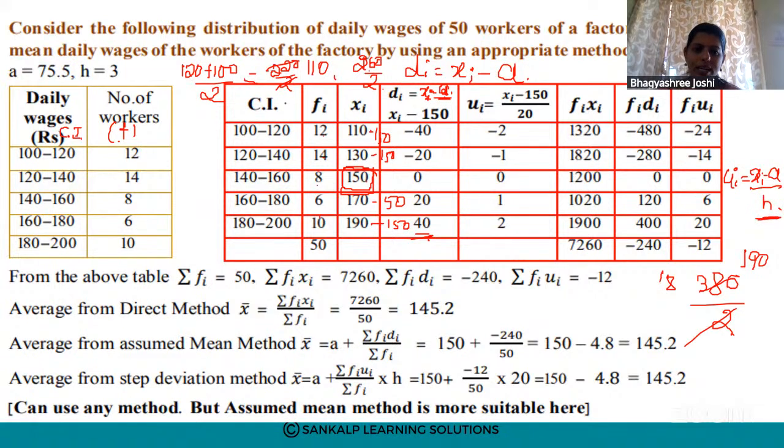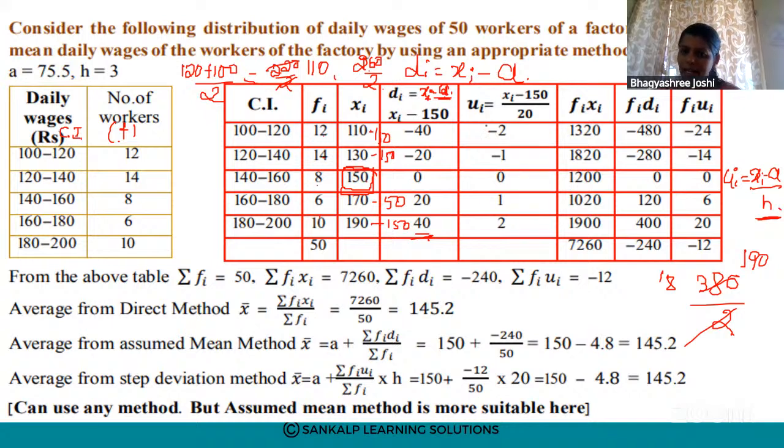So what is the class size here? 120 minus 100, that is upper limit minus lower limit, is 20. Like that, 140 minus 120, this is also 20. 160 minus 140, this is also 20. So in all the cases, class size is the same. So that is 20.